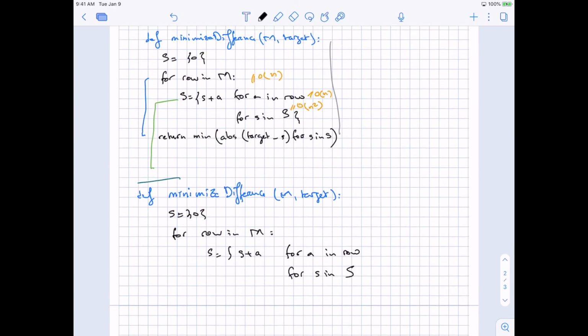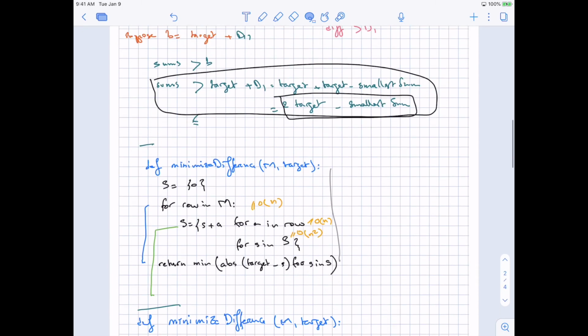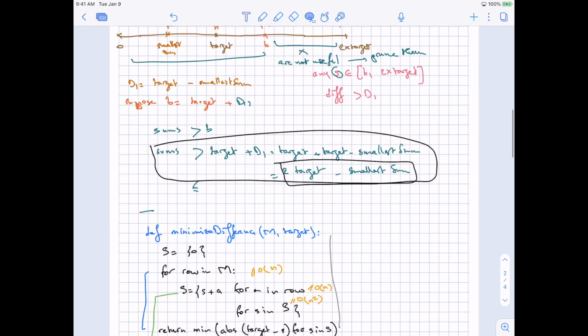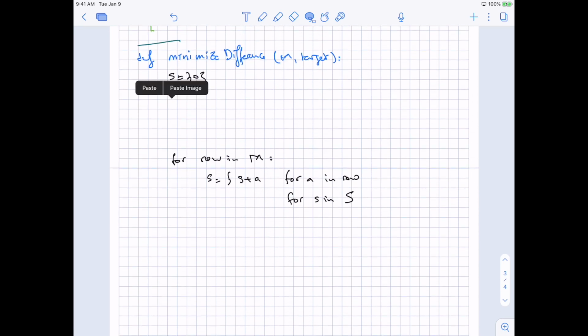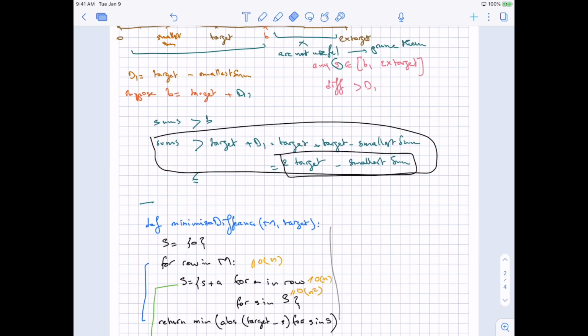Sorry, I forgot to do one thing here. Let me do it again. What we need is to do the initial pruning that we did here. So we pick this, copy, and add it here in the beginning. We don't need to do any loops if this is true. So we take the smallest sum, which is just the minimum for each row. And if it's bigger than target, then we know we can't do better than the smallest sum. And so we just take that as the absolute difference.